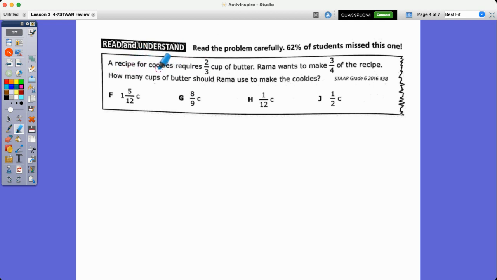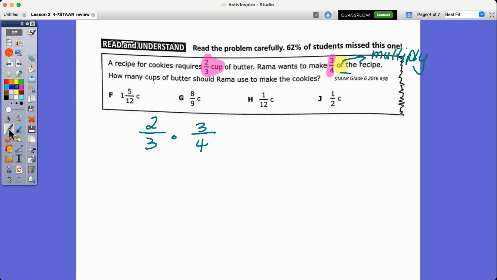It says a recipe requires 2/3 cups of butter. Rama wants to make 3/4 of the recipe. That word of is the biggest key word on here. The word of means to multiply. Okay? And if you miss this, you miss the entire thing. So it's just 2/3 times 3/4.